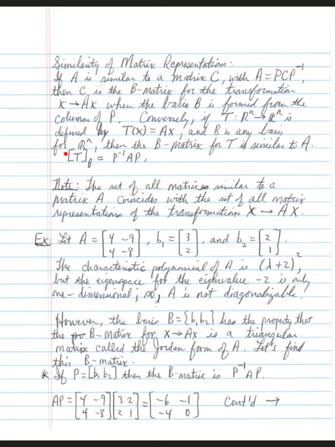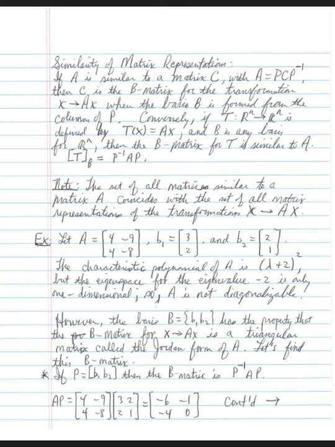And so think about this. Once you switch over to your B matrix, you can invert out front and swap places: P inverse A P.